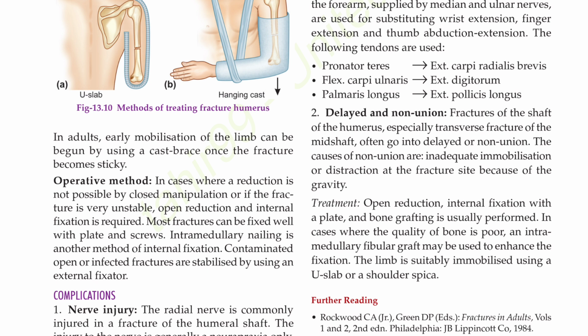Open reduction and internal fixation with a plate and bone grafting is usually performed. In cases where the quality of bone is poor, an intramedullary fibular graft may be used to enhance the fixation. The limb is suitably immobilized using a U-slab or shoulder spica.